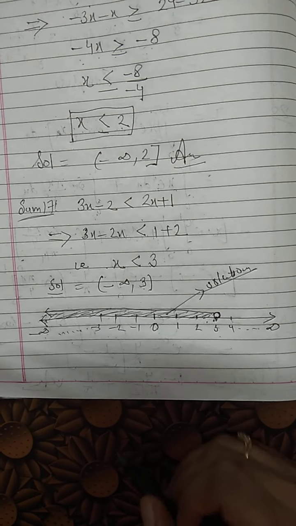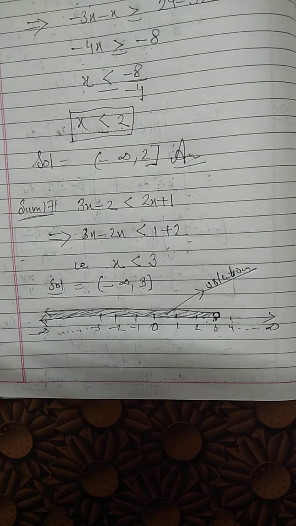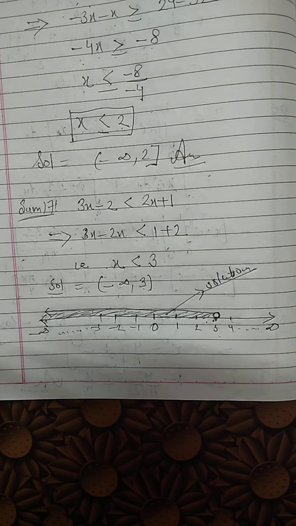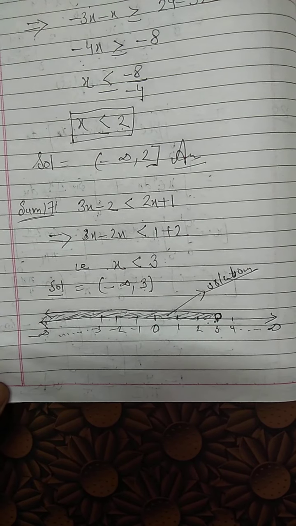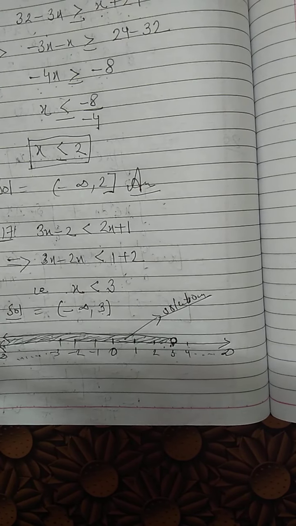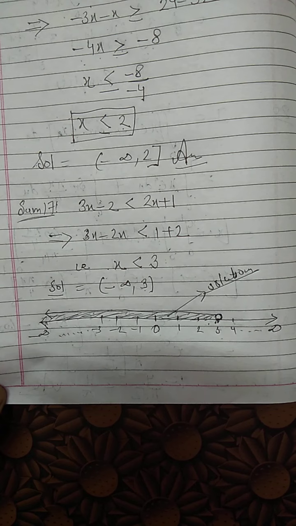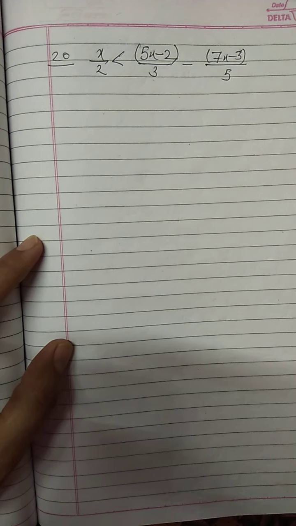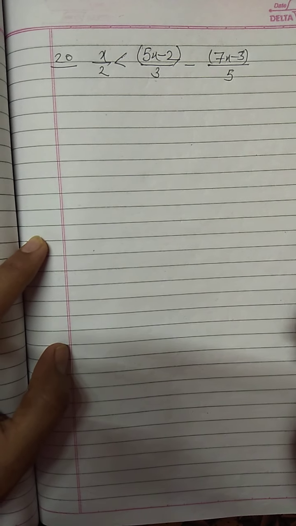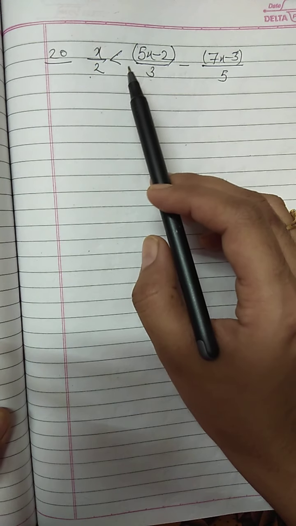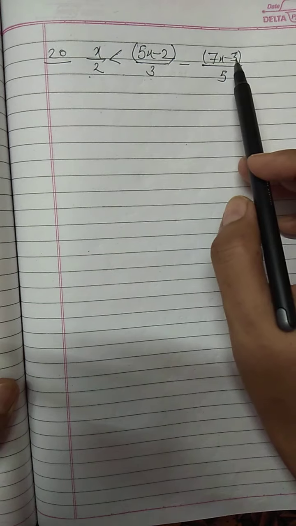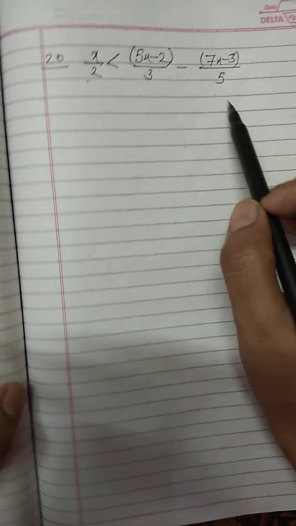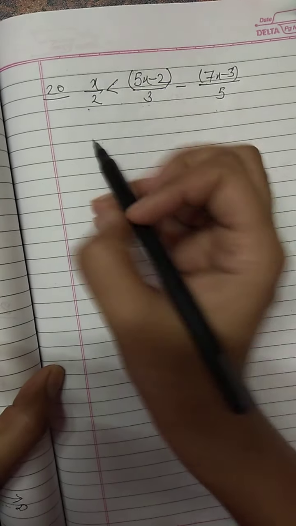This is sum number 17. Let us do one more sum from these. Let us do sum number 20 here, okay, and then you people will be able to do your exercise. So here we will do sum number 20. Our sum number 20 is x by 2 less than 5x minus 2 by 3 minus 7x minus 3 upon 5. So let us first of all simplify.